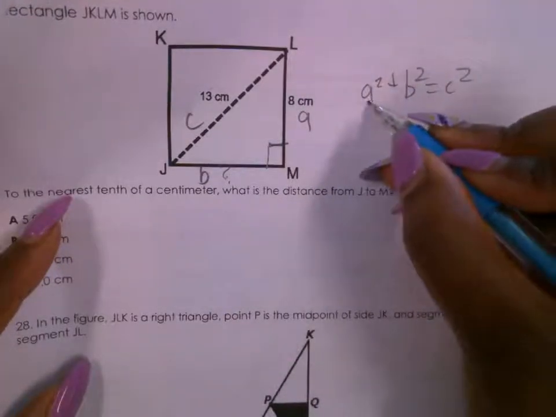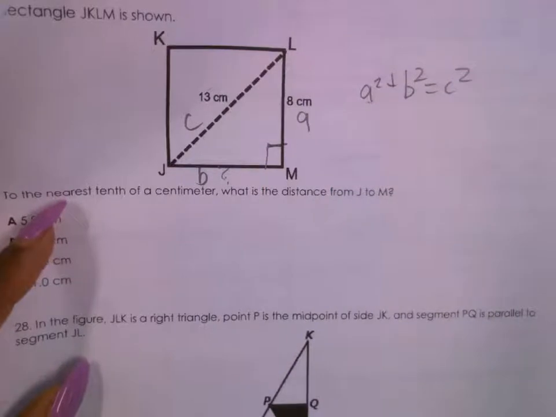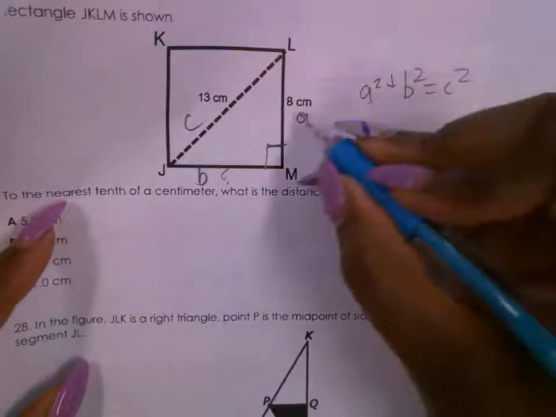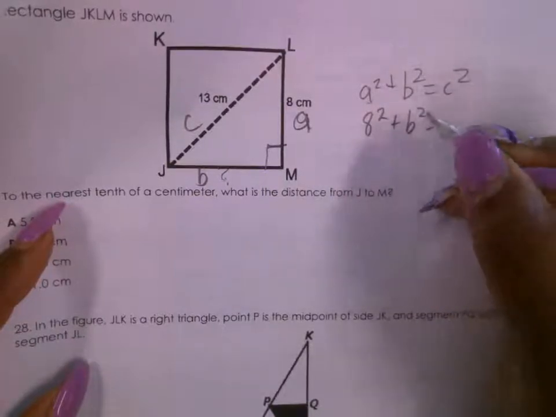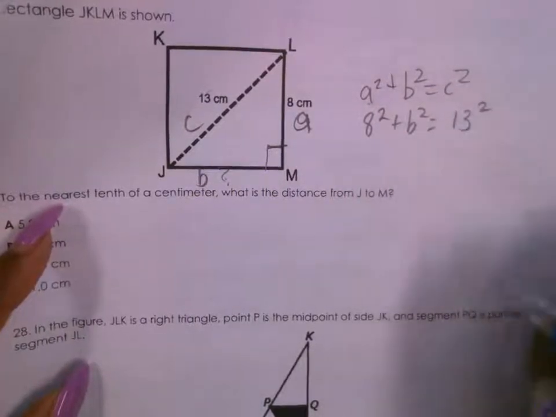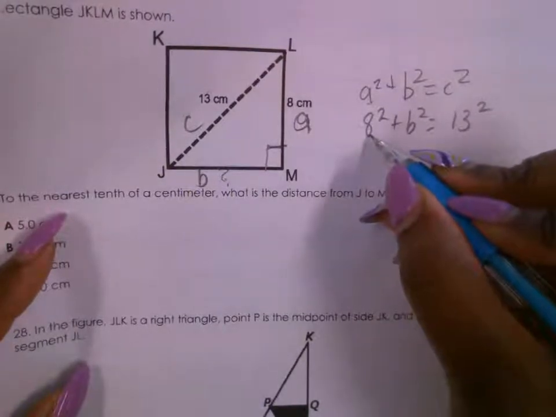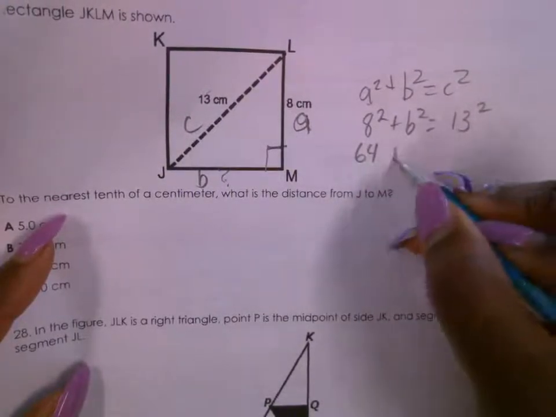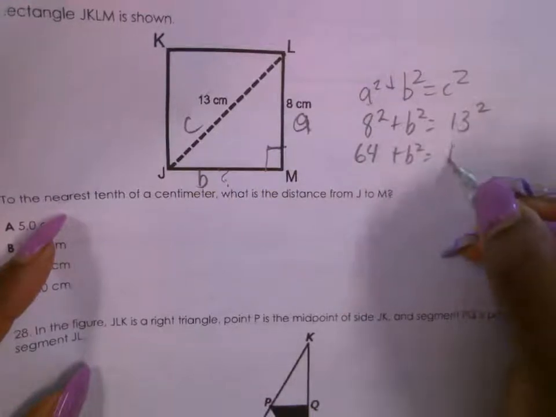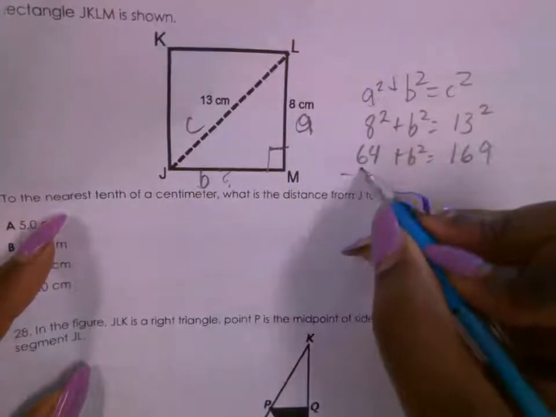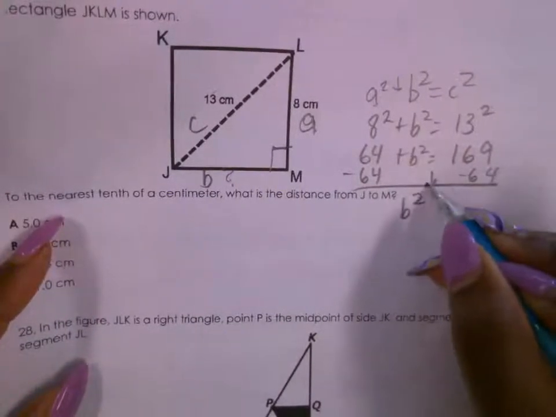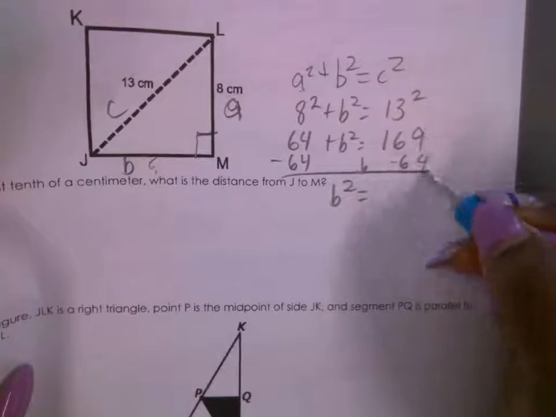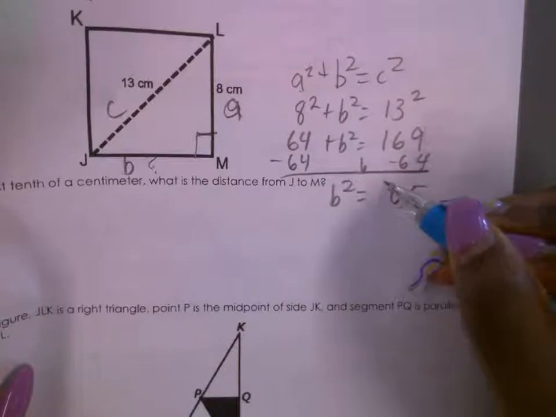So we have your A, which is, sorry, this is A. This is going to be 8. Your B is missing, and your C is 13. Okay. So this is going to be 64. 8 times 8 is 64. 13 times 13 is 169. So you're going to subtract 64 from both sides. Okay? This is B squared. Bring down your equal. So when you subtract it, and remember, you can pause the video if you need to, this is 105. Okay?